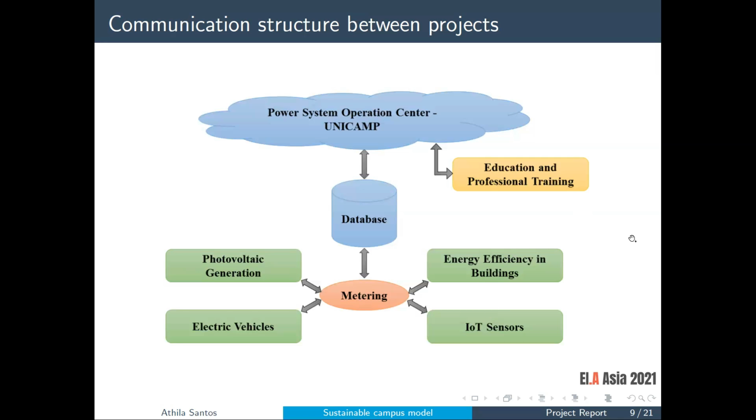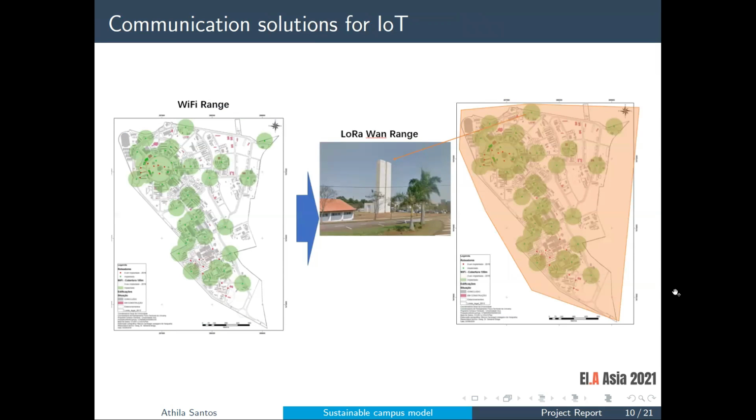I would like to discuss a little bit of each part of these modules here and show what kind of protocols we are using to implement them. First of all, if we want to monitor all the buildings and all the facilities, we need to have a very good communication infrastructure. You can see here a map of the campus, and the green circles show the Wi-Fi range, the Wi-Fi routers and their reach. So it's possible to see that they are not enough to cover the whole campus.